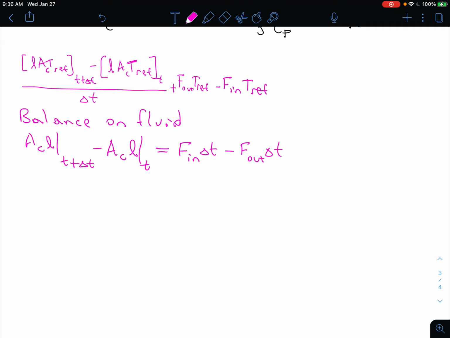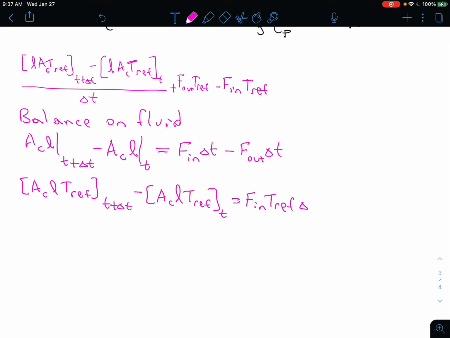I'm going to manipulate this balance in order to show that this is equal to 0. Okay, so what I'm going to do is now multiply both sides by T ref. So I'm going to say ACL T ref T plus delta T minus ACL T ref at time T equals F in T ref delta T minus F out T ref delta T.